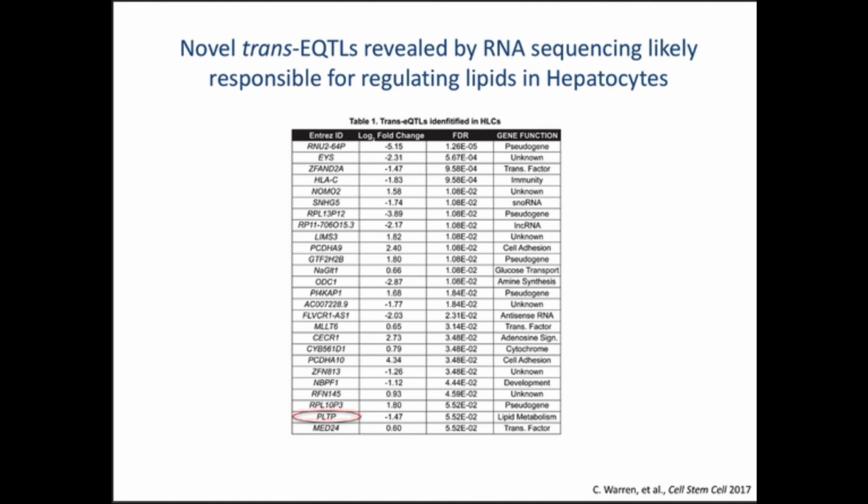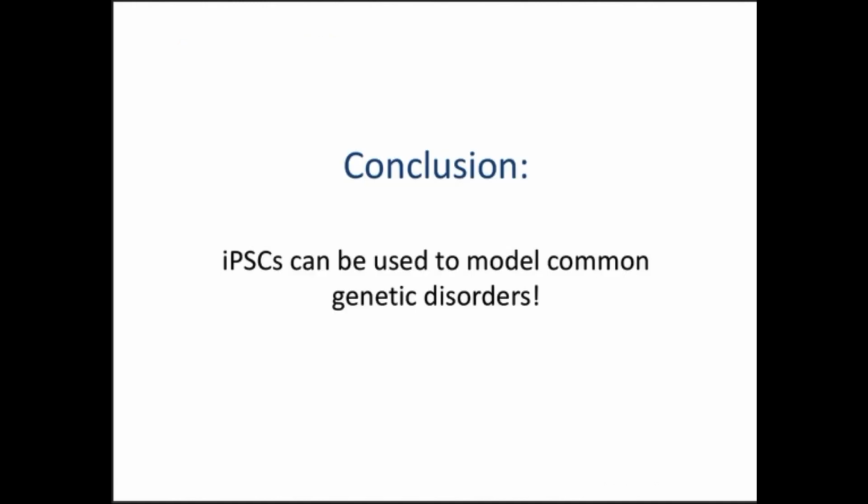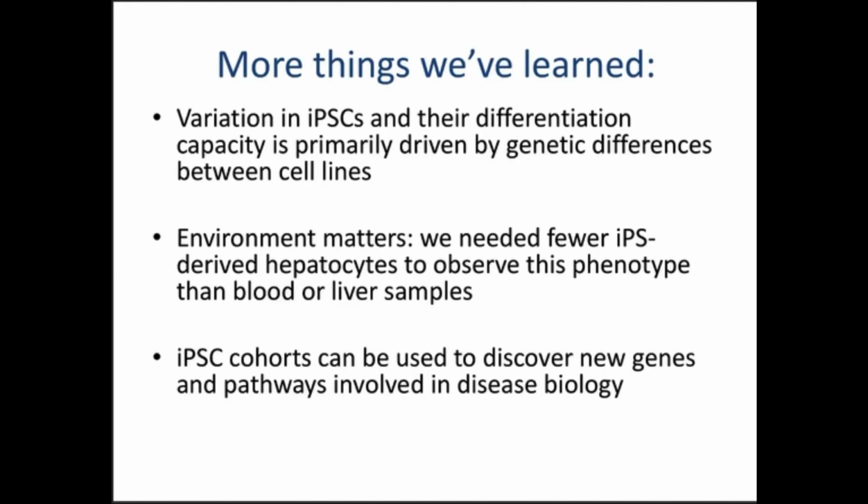The order of magnitude makes a difference in human health, and we know that it's probably the right gene. But what stunned me was I learned more about this biology than I had in mice and all the other things we'd done just by doing this experiment. So the conclusion, which to you doesn't seem stunning, but to me was really good, is that you can use these to model common genetic disorders. So voila, we can do things. There are some other things we learned.